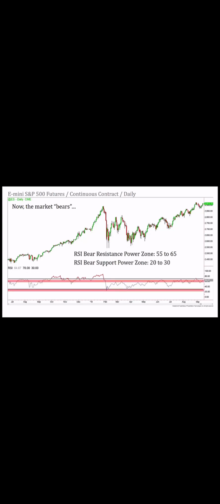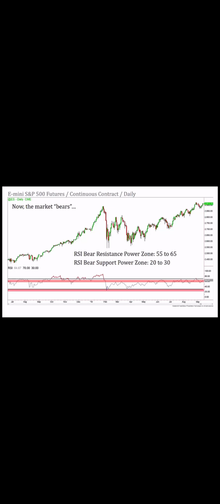The bear support power zone is from 20 to 30. So the resistance power zone is where a downtrending or sideways market should get overbought. It should start capping out from 55 to 65, not up at 70. And the bear support power zone from 20 to 30 is where a downward market should get oversold.